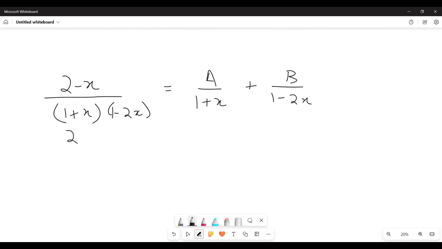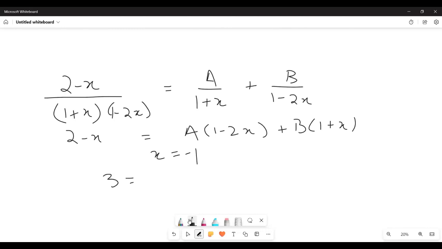Okay. Take LCM. The denominator then gets cancelled, तो मैं लिख नहीं रही, but दोनों साइड के denominator cancel हो जाते हैं LCM लेने के बाद. So अब x को पहले -1 सब्सटीट्यूट कर देते हैं ताकि b कैंसिल हो जाए. तो यहाँ पे आ गया 3 equals 3a, so a equals 1. Next, now I'm going to equate this to 0 ताकि a की टर्म 0 हो जाए.